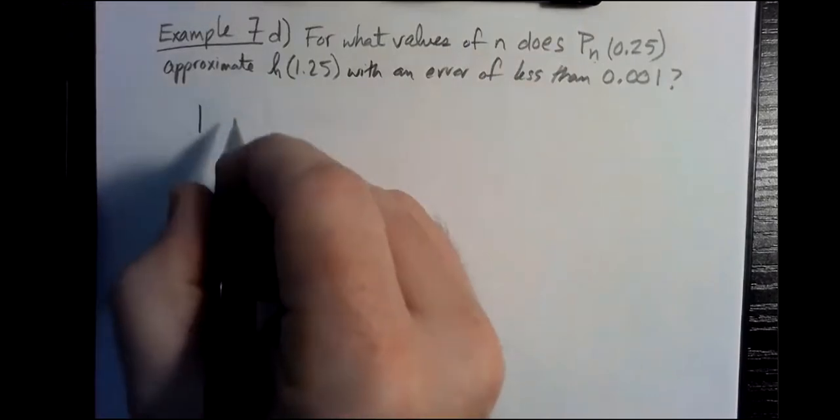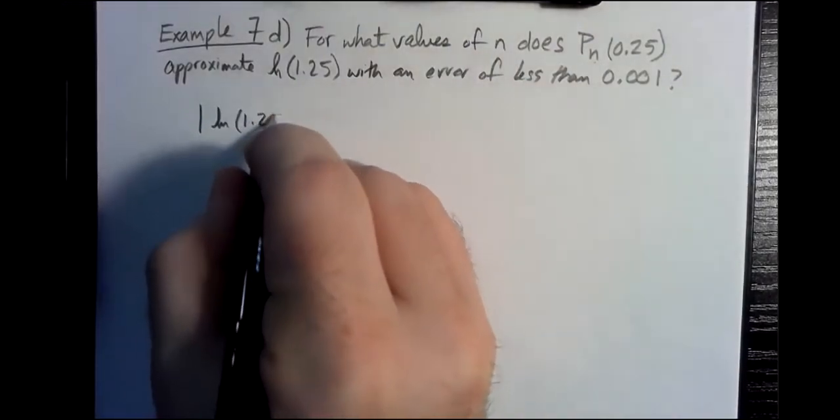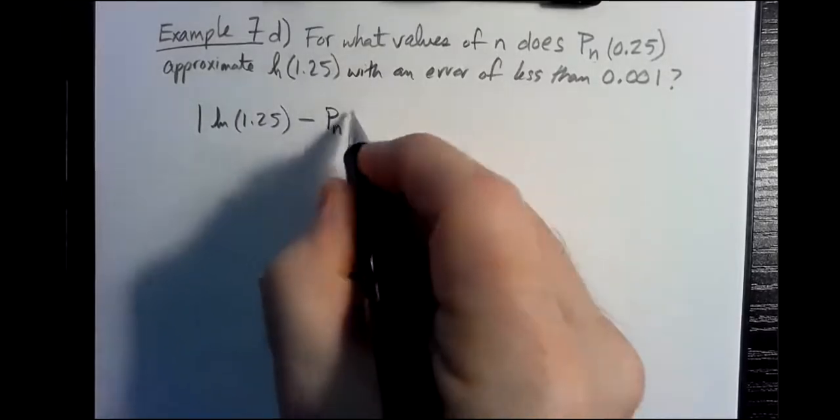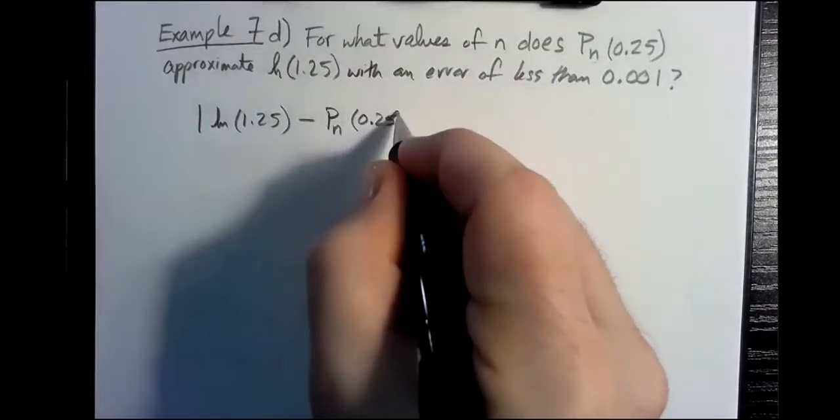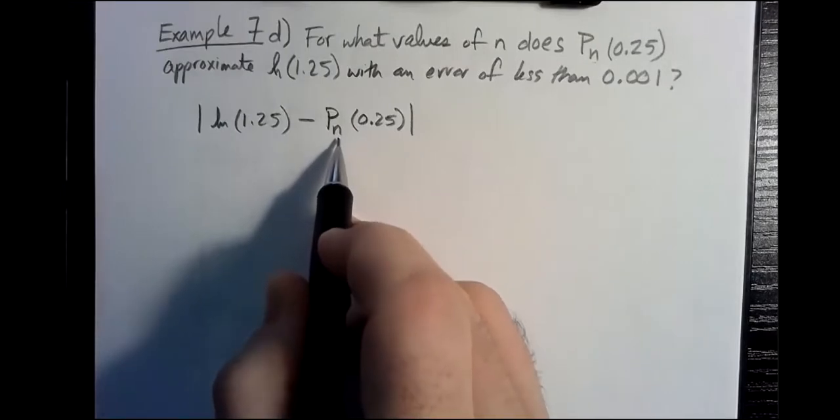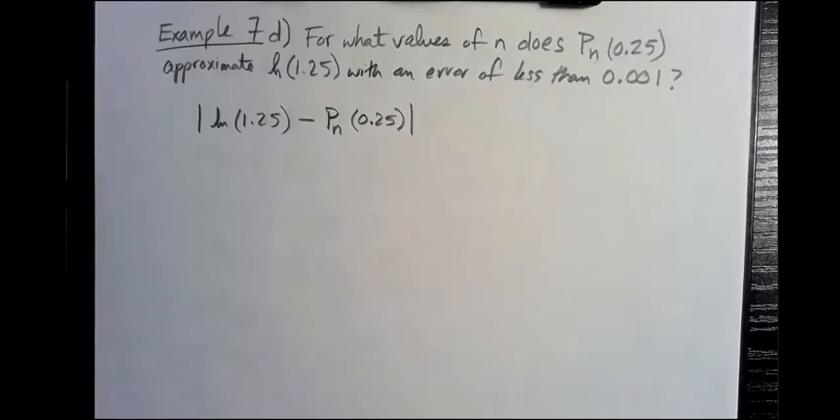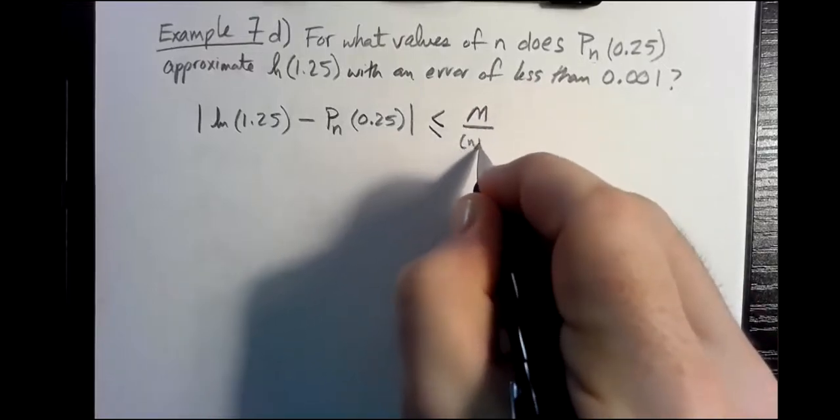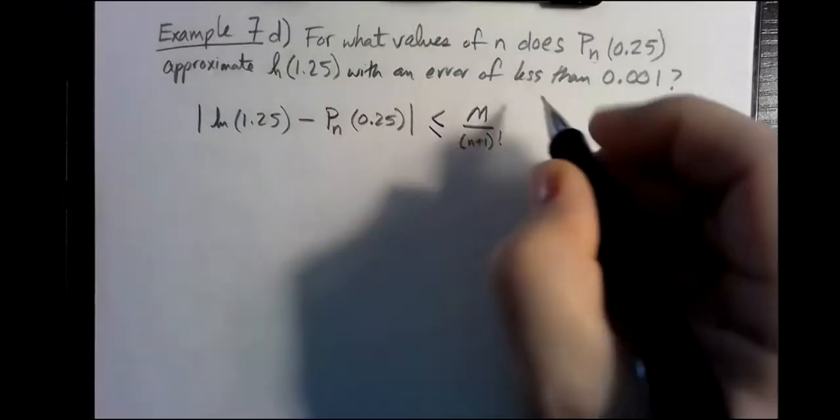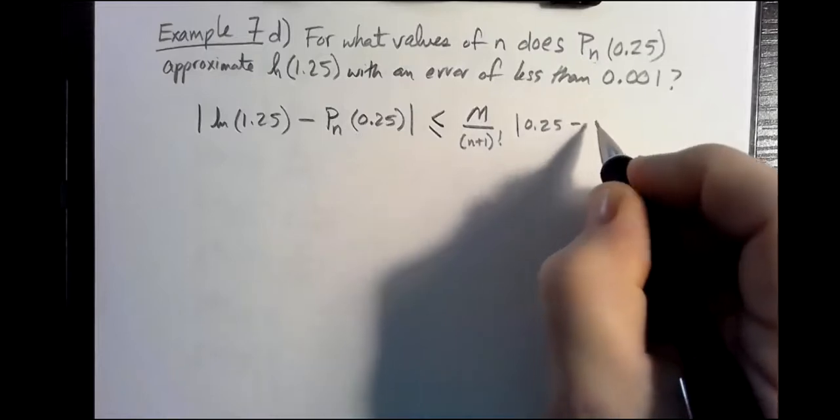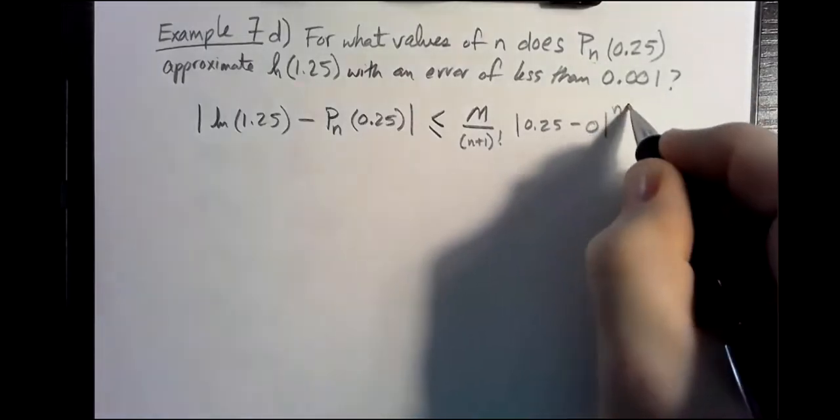Well, this is a statement about error. So our error, again, as we've seen, is the absolute value of natural log 1.25 minus the nth degree polynomial evaluated at 0.25. Again, the change here is we're not looking at a specific degree like 2 in the previous part of the problem. We're looking at the nth degree, the general degree Taylor polynomial. Well, we're still going to use Lagrange here. Same formula as before. M divided by n plus 1 factorial times the A where we're evaluating minus the center 0 raised to the n plus 1 power.